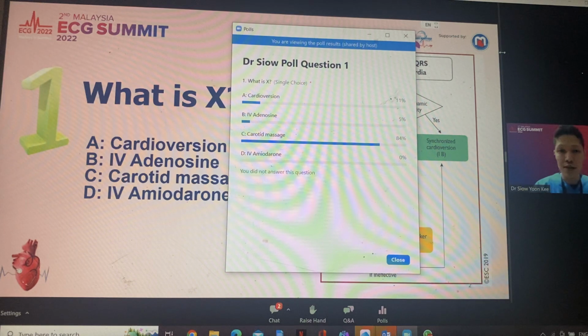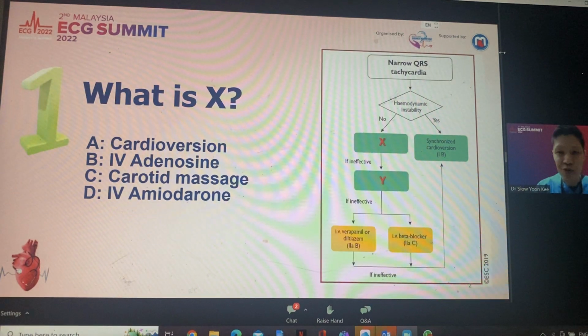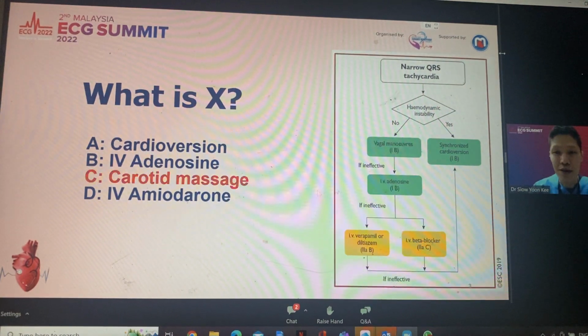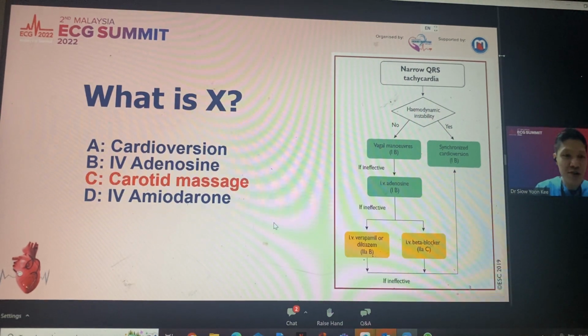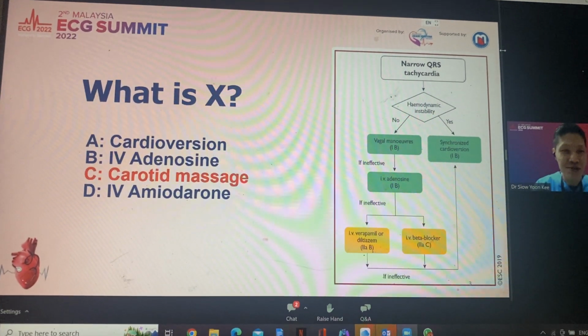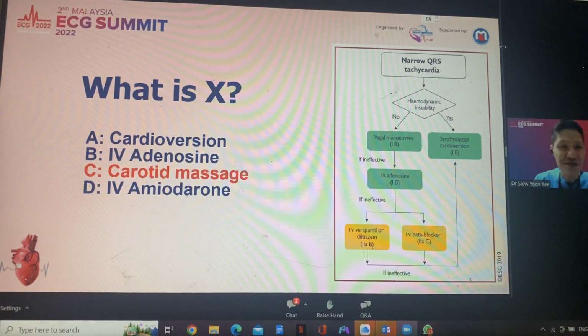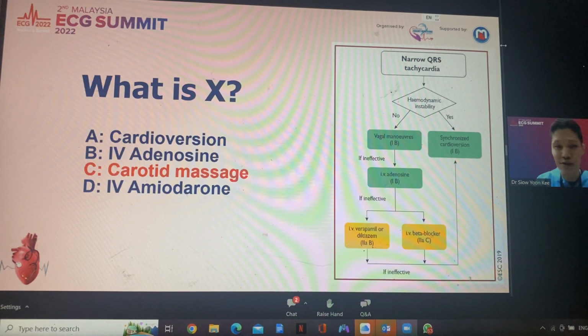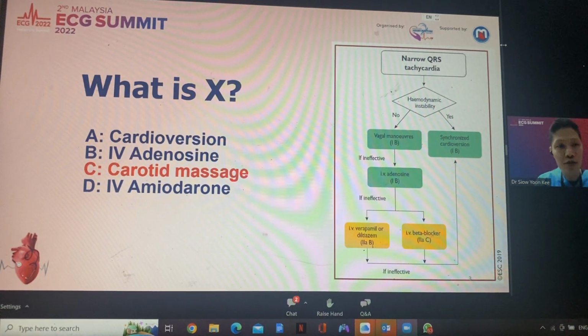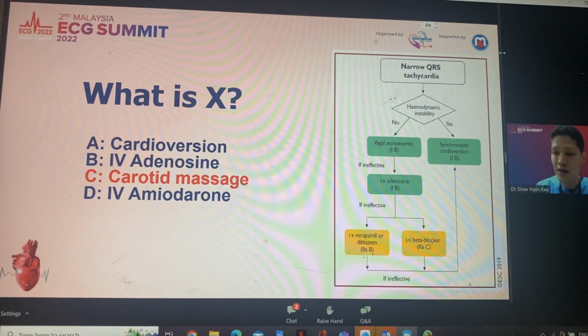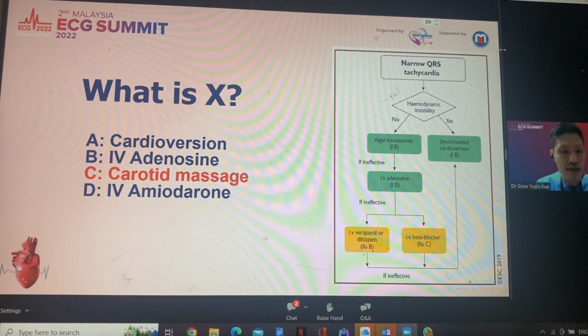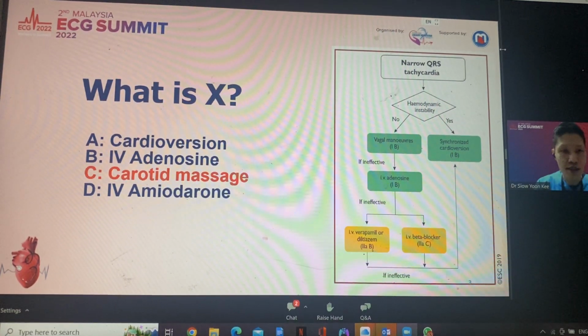Okay, we see the answer is carotid massage. Thank you so much, it is correct. If I were given the chance, I might choose IV adenosine, because previously I would always use adenosine instead of carotid massage. All right, so very good, most of you got the correct answer. This algorithm is actually taken from the ESC guidelines 2019, the management of SVT.